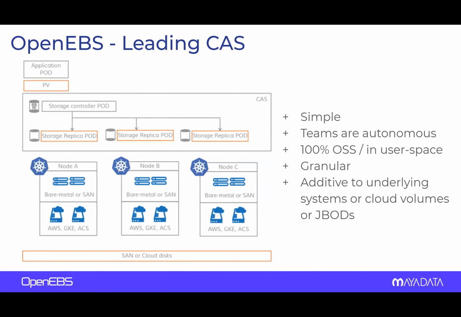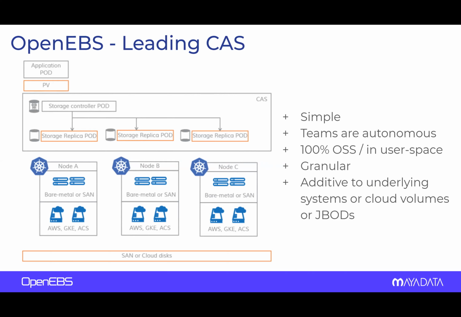And OpenEBS is a leading container attached storage solution in the market today, native to Kubernetes and app granular. The idea from the beginning was simplicity and ease of use, giving teams autonomy. It is 100% open source, in user space, free from kernel modules and dependencies, and additive to underlying systems, cloud volumes or JBODs.